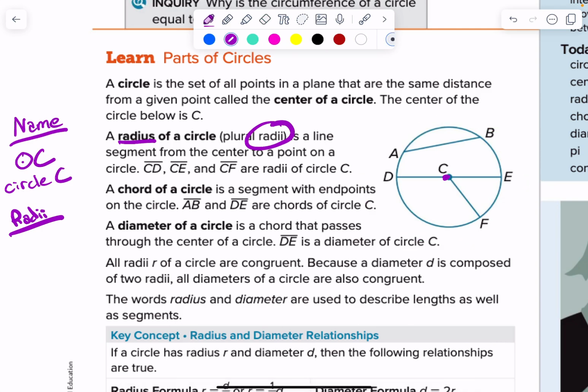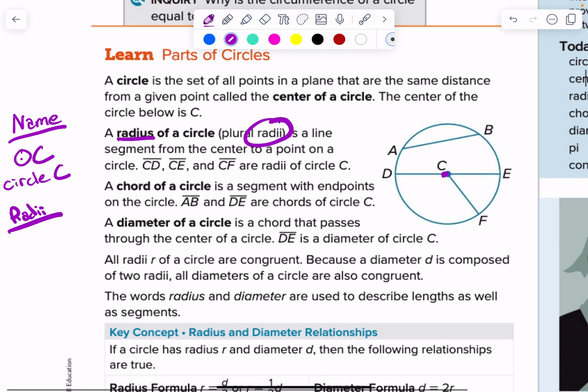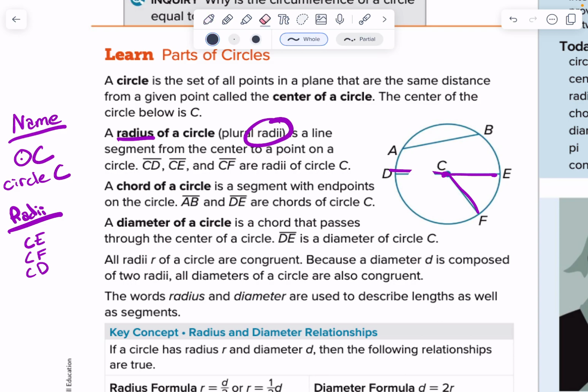necessarily how you, well, I guess usually we start with a radius and we go out. So one radius is CE, one radius is CF, and another radius is CD. So CE, CF, CD, those are all radius lengths. Radius is half the distance across the circle, okay? Then you have a diameter.